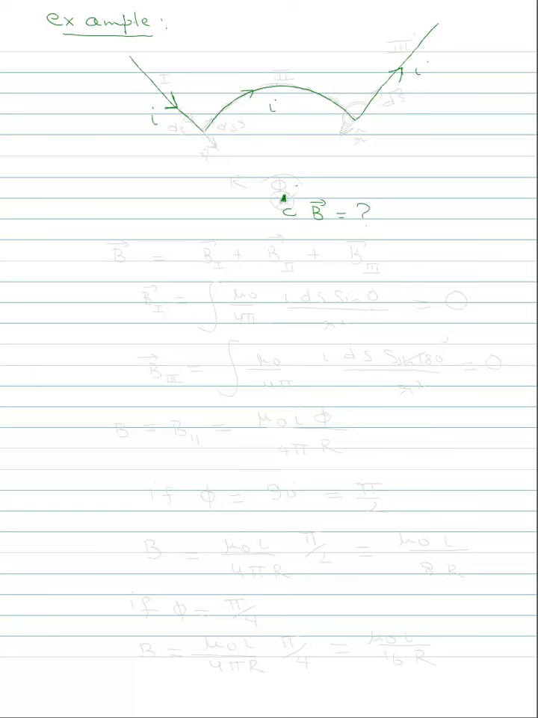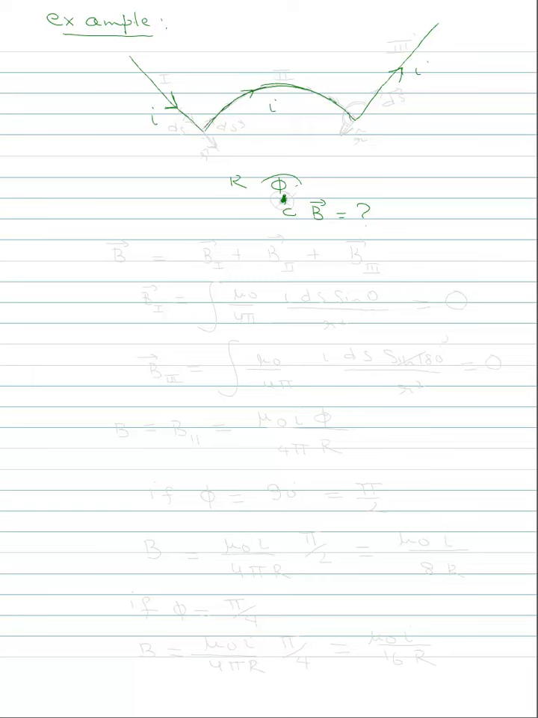We are given, let's say, that the radius of this circle is r. So this thing is r. And let's say that we have been given that this angle here is phi. So in this particular case, we have three contributions to the magnetic field at this point C, at the center of this arc here.